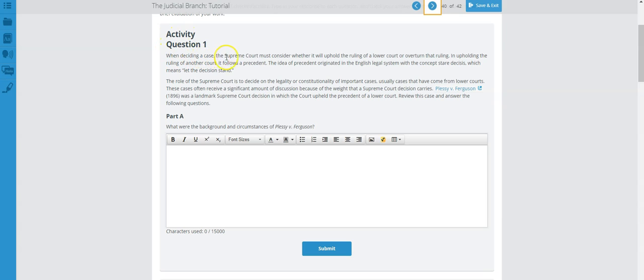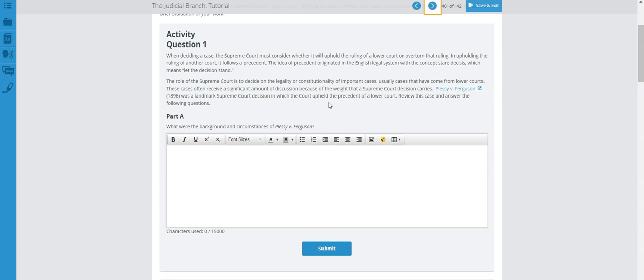When deciding a case, the Supreme Court must consider whether it will uphold the ruling of a lower court or overturn that ruling. In upholding the ruling of another court, it follows a precedent. The idea of precedent originated in the English legal system with the concept of stare decisis, which means let the decision stand.